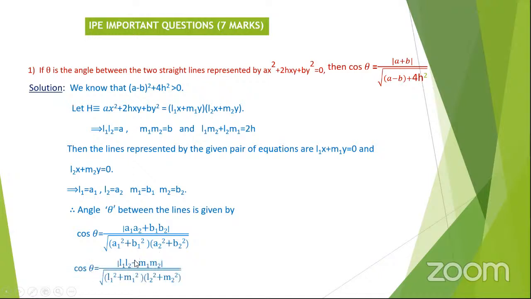Then if we substitute these values, cos theta equals what? In place of a1 we have L1, in place of a2 we have L2, in place of b1 we have M1, and in place of b2 we have M2. So we are substituting these values in the cos theta formula. We will get cos theta equals L1 L2 plus M1 M2 by under root of (L1 square plus M1 square) into (L2 square plus M2 square).